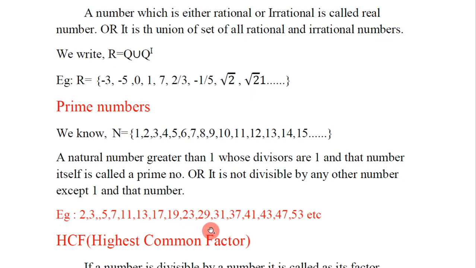The first few prime numbers are listed here. So, note that in this list 2 is the only even prime number and all other prime numbers are odd numbers.